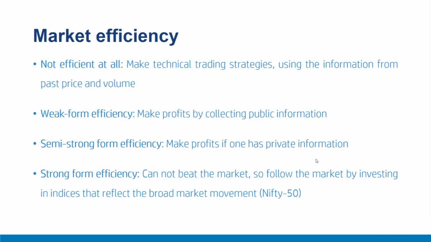What about semi-strong form efficiency? If the market is semi-strong form efficient, one has to use only private information because one cannot make profit using public information now. However, trading based on private information, or insider trading, is often not only unethical but also illegal. Therefore, this is more of a theoretical construct. Lastly, if the market is strong form efficient, then one cannot beat the market whether one uses private information, public information, or any other such information. And therefore, one has to stay put in the market by investing in broad market indices such as Nifty 50.